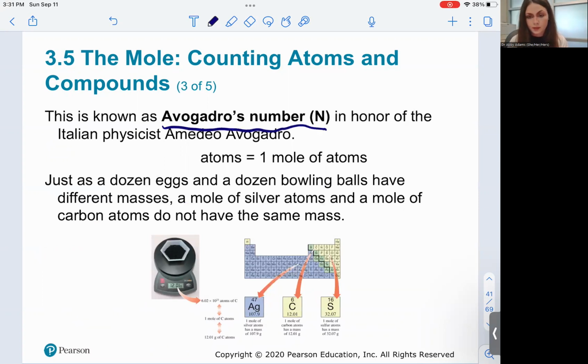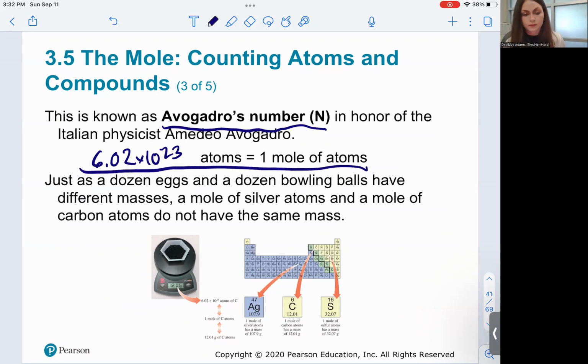Some of you might already remember. The person who did the work to figure this out so that we can use moles instead of doing this in a much more cumbersome way was an Italian physicist named Amedeo Avogadro. So it's named after him. It's almost like avocado, but it's Avogadro. So basically, 6.02 times 10 to the 23rd atoms equal 1 mole.